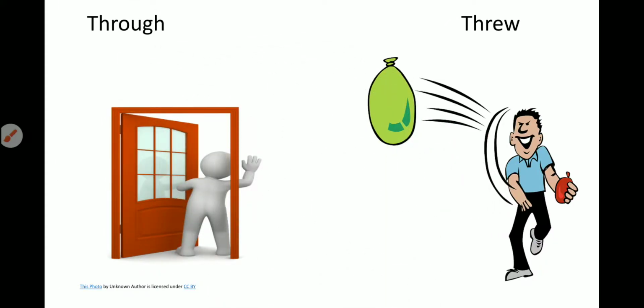Through. He went through the door. The first through, you can see he's going through the door. And that through is spelled T-H-R-O-U-G-H. And the second through is spelled T-H-R-E-W. The second through is the past tense of throw. Okay? The past tense of throw is threw.